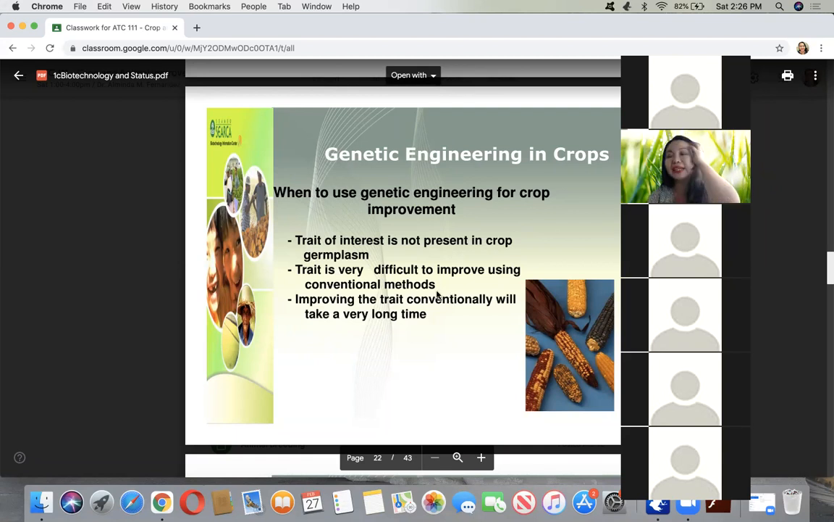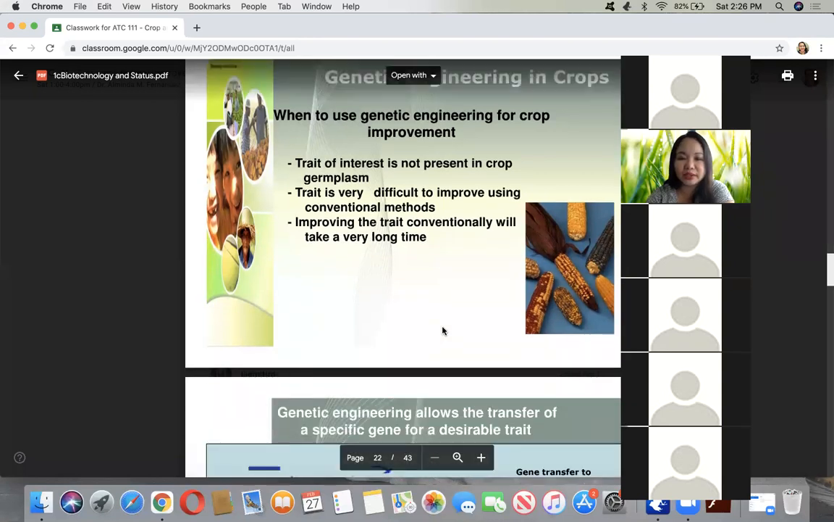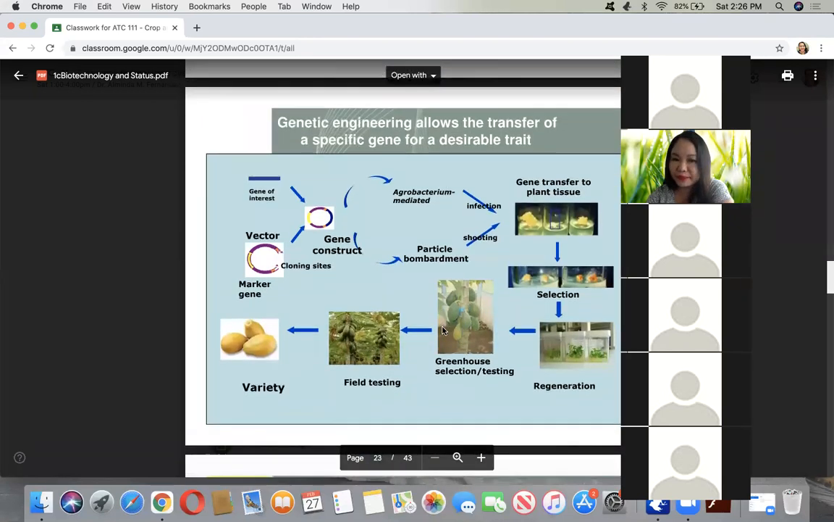So sometimes kasi we improve the breedings through traditional breeding methods na pollination breeding or manual or self-breeding. So improving the trait conventionally will also take a very long time, like 20 years, no, or forever. Genetic engineering allows the transfer of a specific gene of a desirable trait through the following. Now, this is just an example of how it was done.